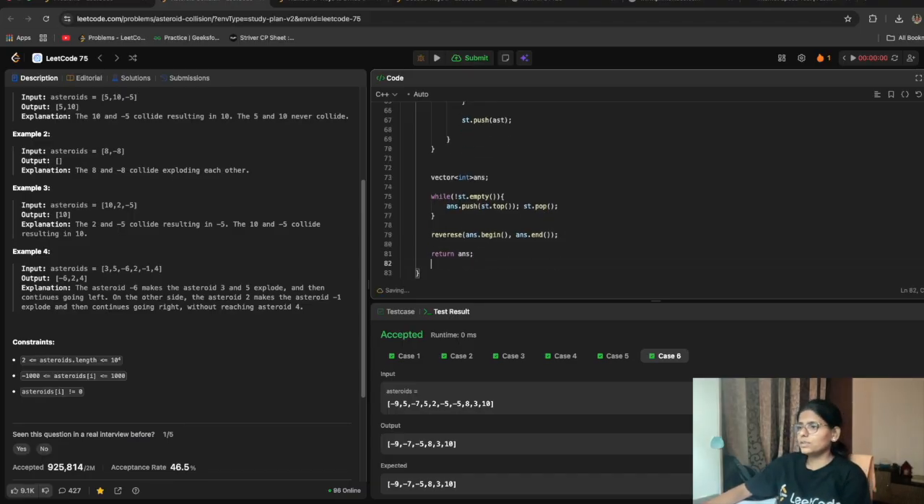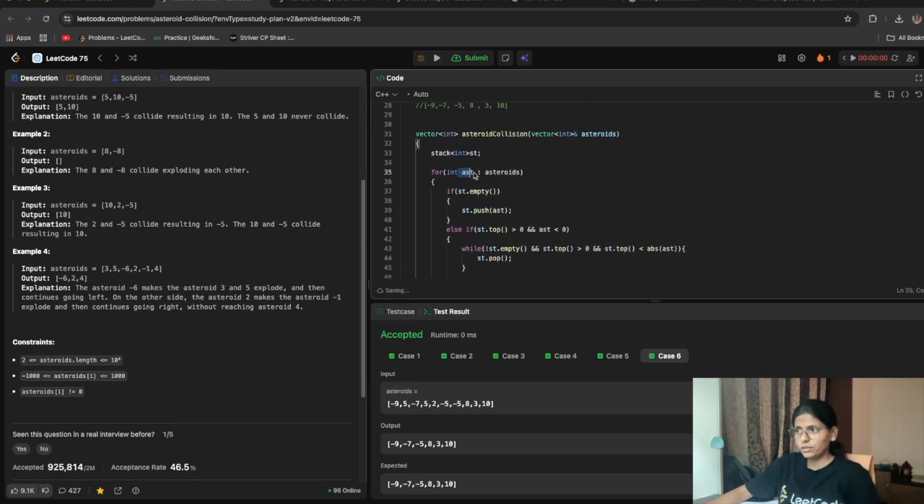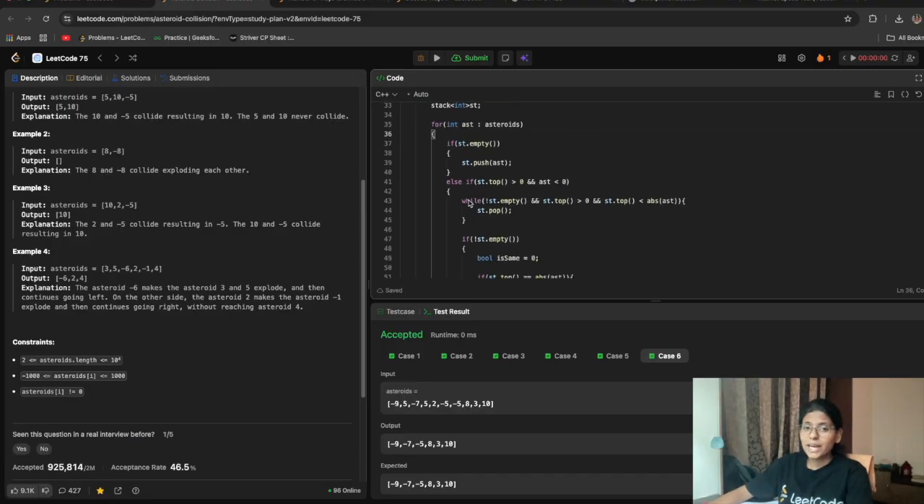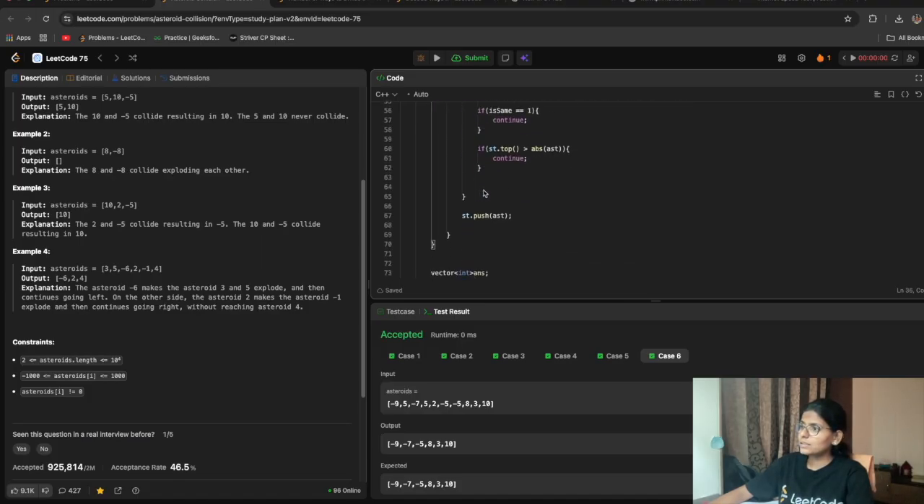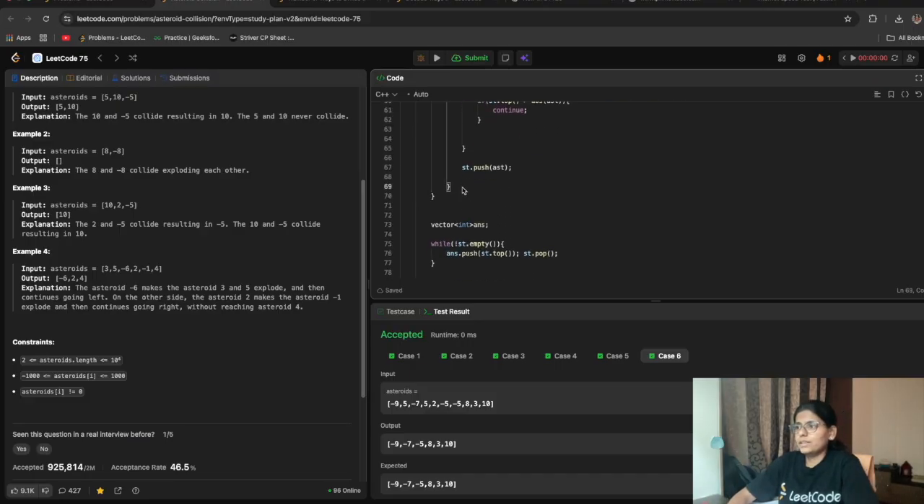So basically, let's check the code first, because this is a really nice example which leads to failure many times. Let's see what can happen here. We took the asteroid. We check if our stack is empty. If our stack is empty, then push that asteroid inside the stack. Otherwise, whatever is there, we just push st.push(ast).